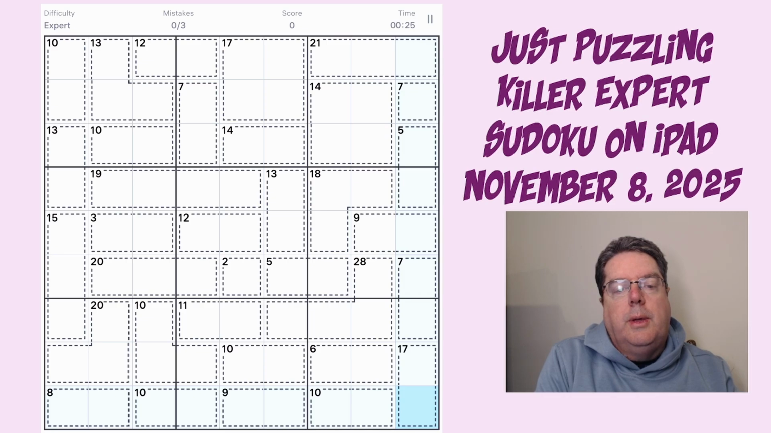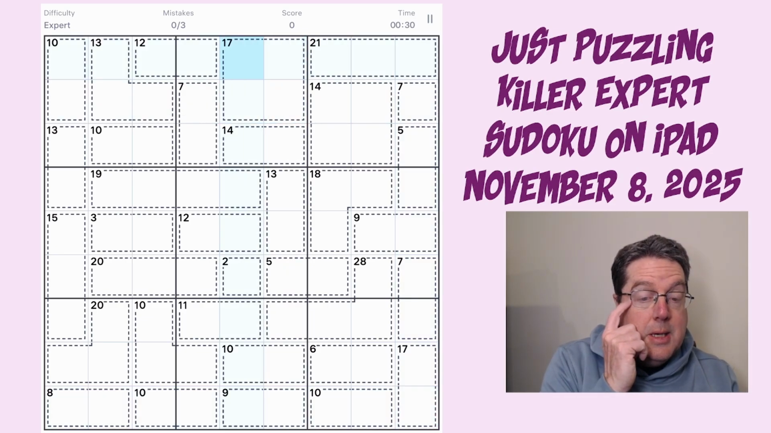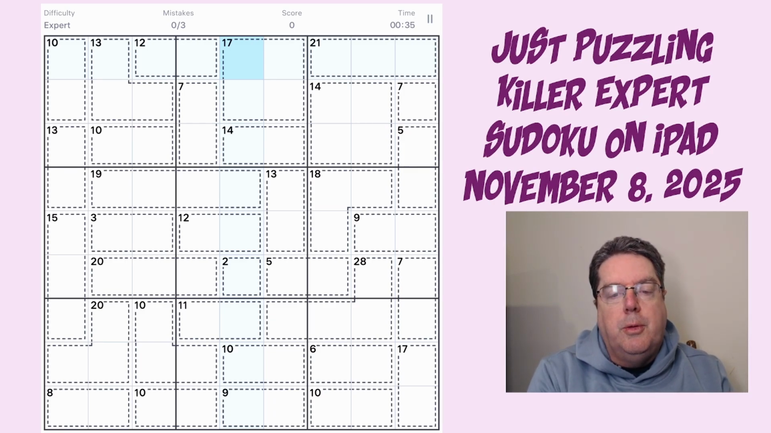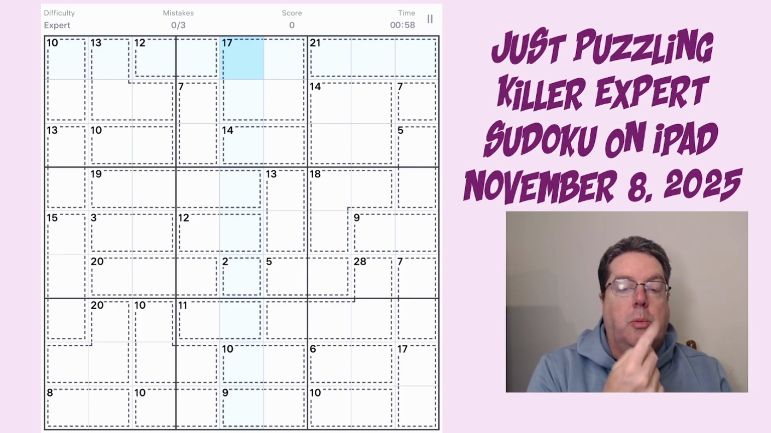With Killer Sudoku, you have these cages inside. In the top left-hand corner of the cage is a number. The cells in that cage must add up to that number in the top left-hand corner, and they have to be unique. And that's pretty much the puzzle. The only thing I will tell you that's not necessarily a rule is that 1 through 9 adds up to 45, and that comes in handy. We'll start with that actually.